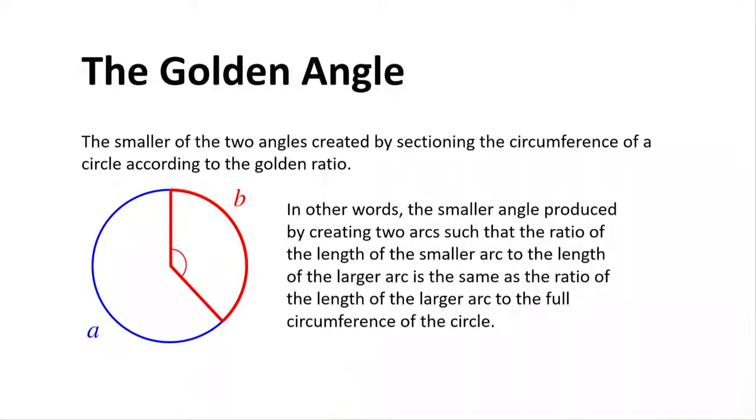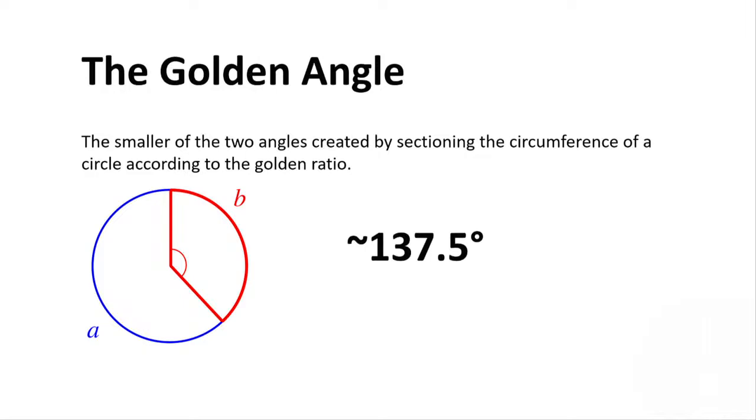And so this also leads us into what's called the golden angle. The golden angle, related to the golden ratio, is the smaller of two angles created by sectioning the circumference of a circle according to the golden ratio. So when we take the arcs of the circumference and create lengths that are in the golden ratio to each other, and then take the smaller angle created by those arcs, that angle is what's known as the golden angle. And it comes to approximately 137.5 degrees.